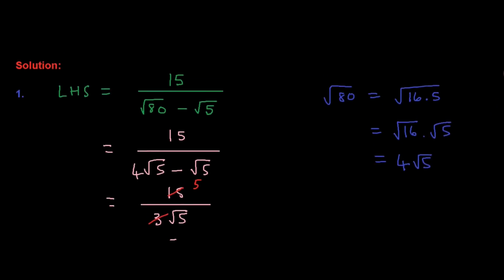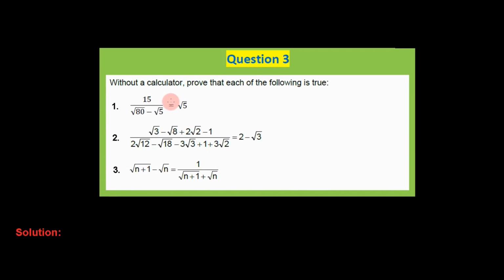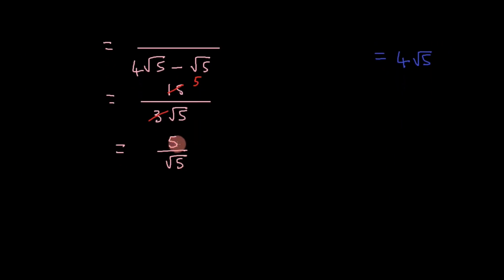Now, let's go back and see what we needed to prove. That the left-hand side comes to the square root of 5. And this is not quite the square root of 5. So we're going to rationalize the denominator. We're going to multiply both the numerator and the denominator by the square root of 5.